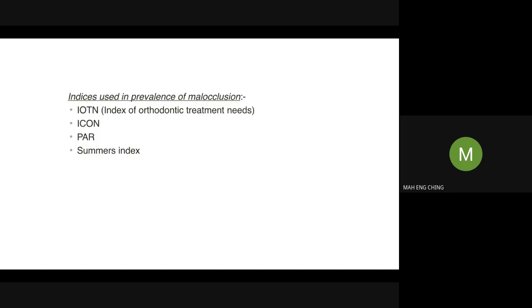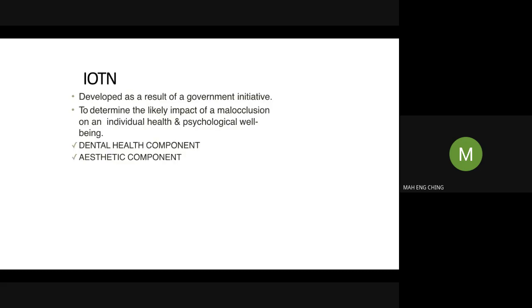Indices used for prevalence of malocclusion, we have so many. We have IOTN, ICON, PAR, and the Summers index. We're going to talk about these 4 today. The first one is IOTN. IOTN was developed as a result of a government initiative. Like I said, there are too many patients but we have limited resources, orthodontic facilities or money. So we have to target the most severe group rather than those with very mild malocclusion.